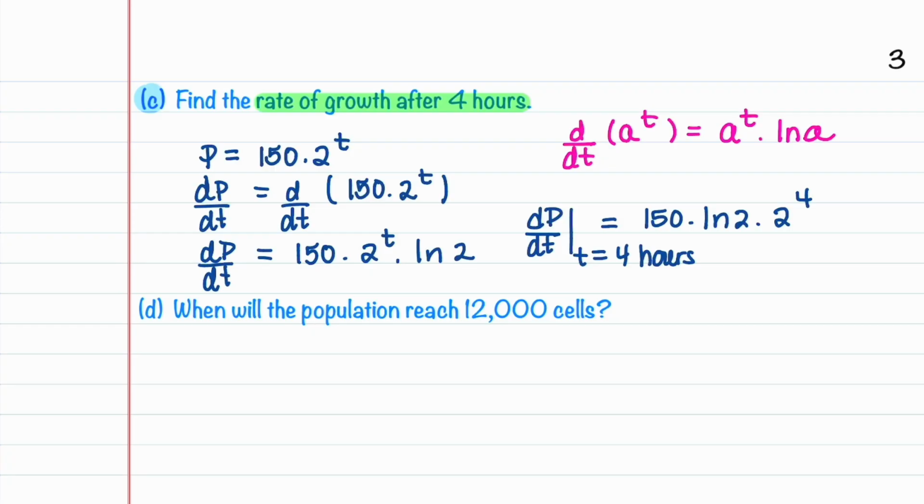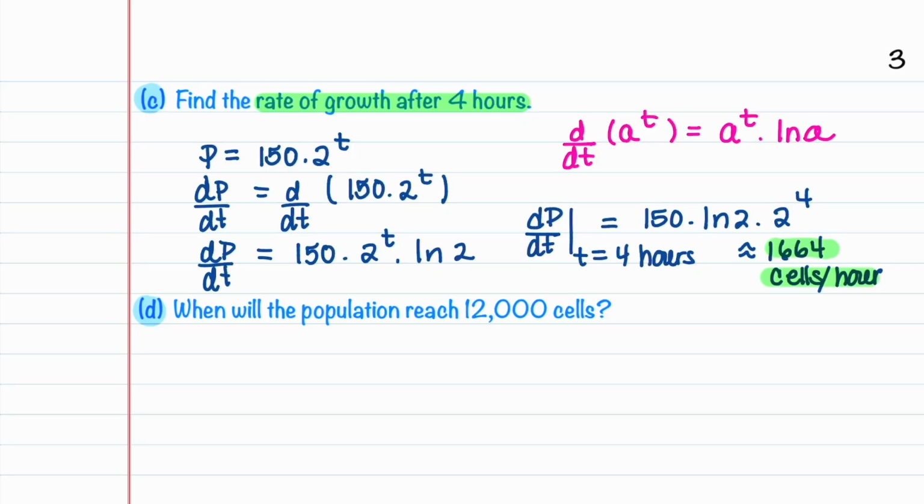When you put this in your calculator, we get an answer of approximately 1,664 cells per hour. This tells us that after 4 hours, our bacteria are increasing at a rate of 1,664 cells per hour. Now let's look at the last part.